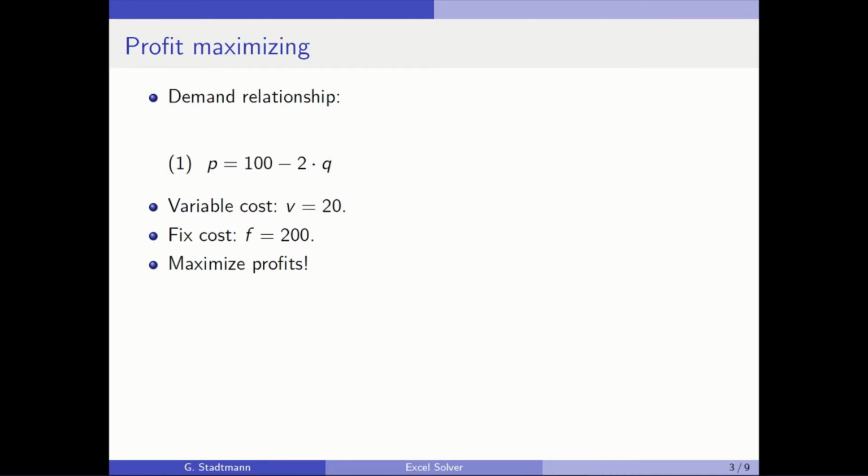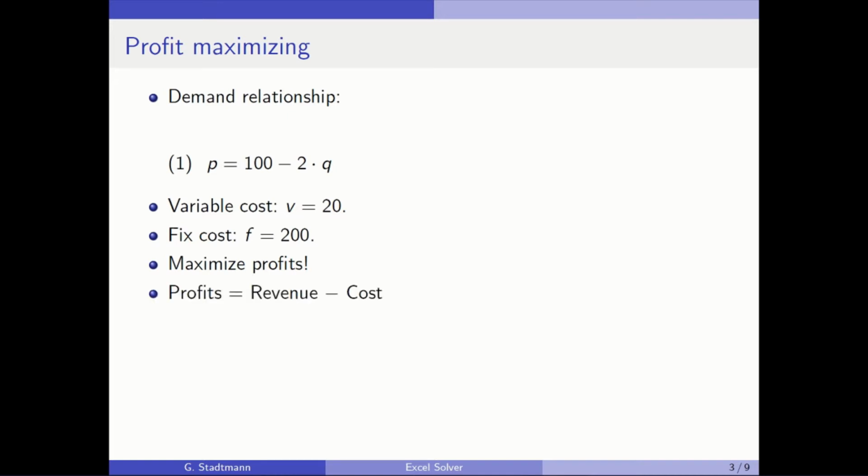So we are looking at one company. The company is producing something, and the demand relationship is as follows: there is a negative relationship between the price and the quantity. So a downward sloping demand relationship, the price is equal to 100 minus 2 times Q. Variable costs are equal to 20, fixed costs are equal to 200, and the assignment question is that you should maximize profits.